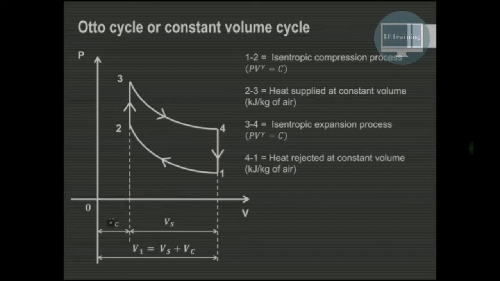As you can see over here, this particular volume is known as the clearance volume, that is Vc, and the piston travels from 1 to 2. So 1 to 2 is the compression stroke, so that corresponding volume is known as the stroke volume. So total volume V1, taking into consideration both these, will be equal to Vs plus Vc as shown over here.